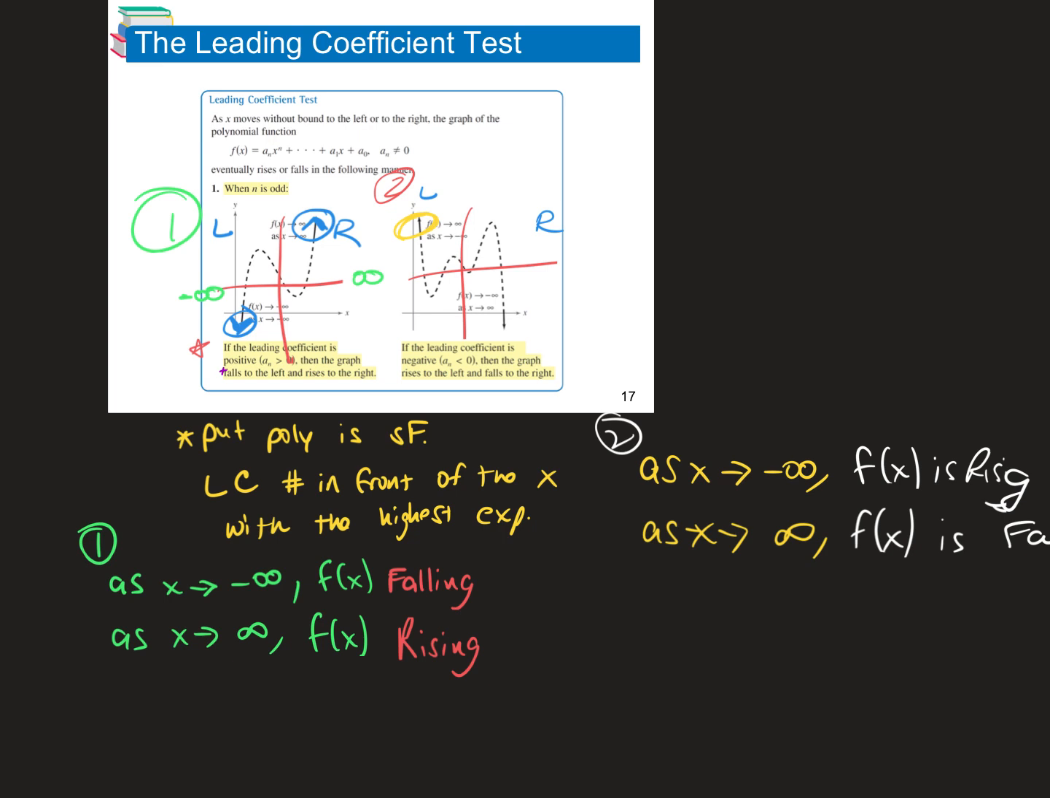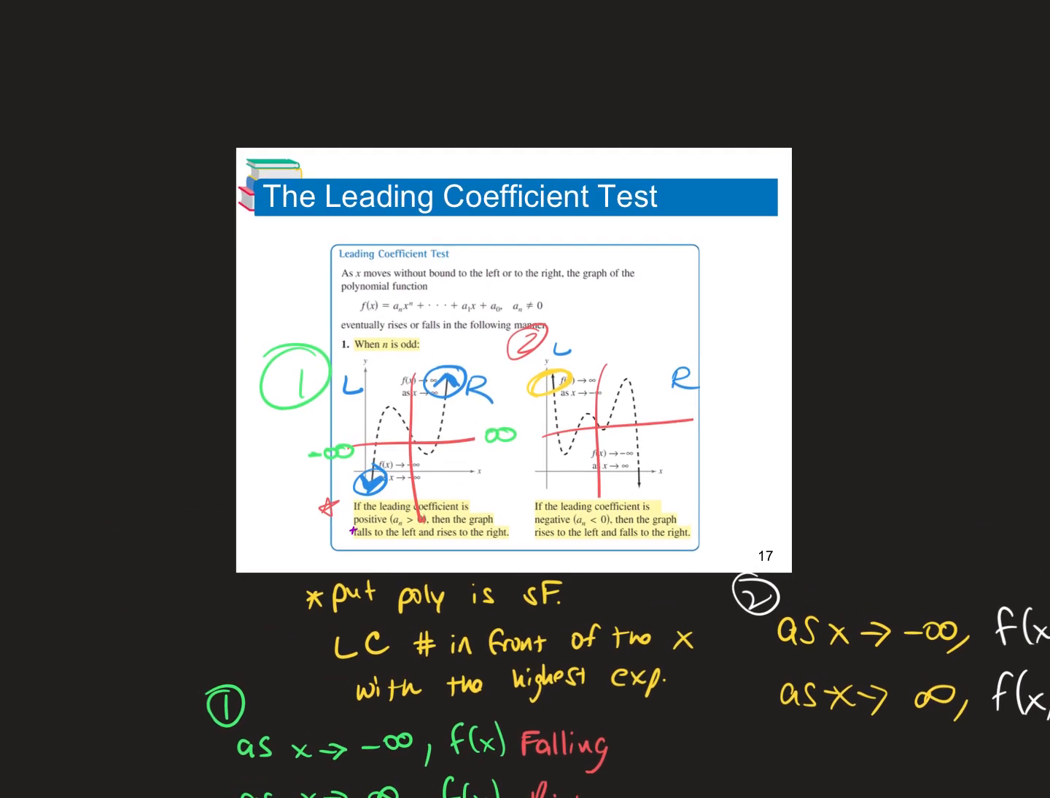Which graph is positive? The one on number 1 or number 2? Number 1 is positive because think about the direction of a line. If I were to draw a line, that would be a positive line, correct? I'd have the right arrow up, the left arrow down. This is negative.